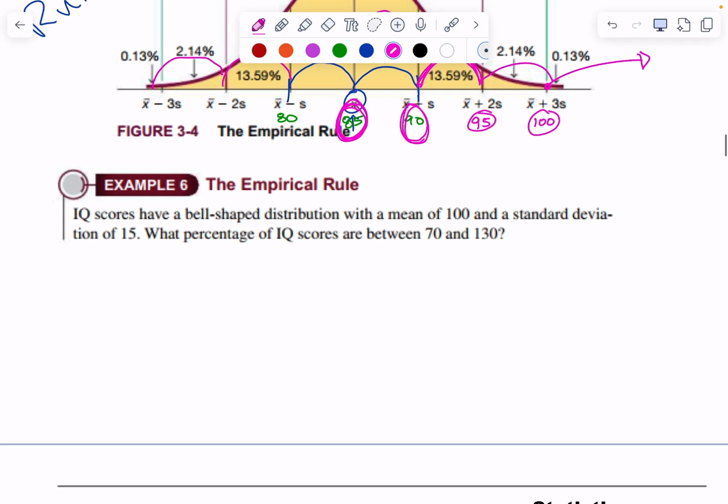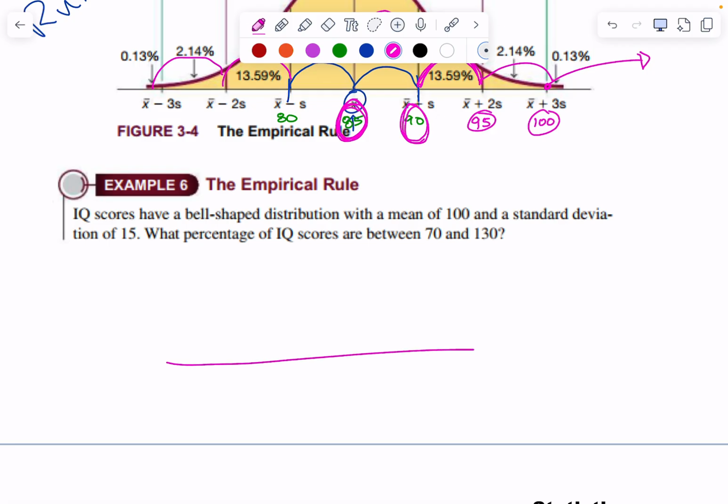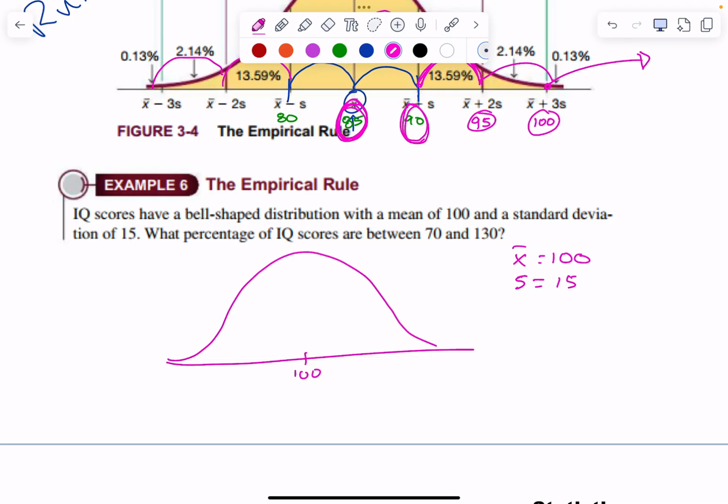All right, so let's go to an example. IQ scores have a bell-shaped distribution with a mean of 100. That means X bar is 100, okay? And a standard deviation of 15. I'm going to write that off to the side. So there is that, okay? 100, standard deviation of 15. So I'm going to put my 100 in the middle and standard deviation of 15.